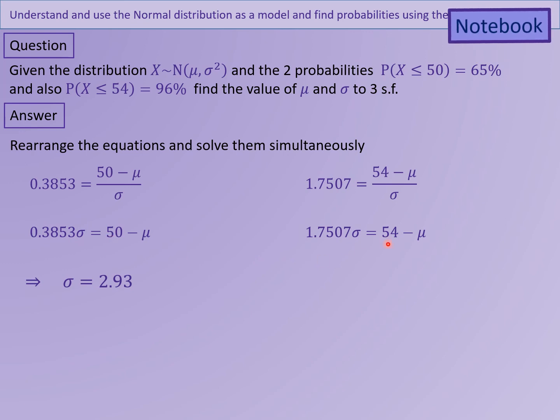54 take away 50 gets you 4, minus mu plus mu going to cancel out, and then you've got 1.7507 take away 0.3853. However you want to do it, your sigma should have got out to be 2.93. Once you've got your sigma value, you can calculate your mean, therefore 48.9. So these are the sort of top end questions where you have to figure out the mean and the standard deviation and potentially the variance.